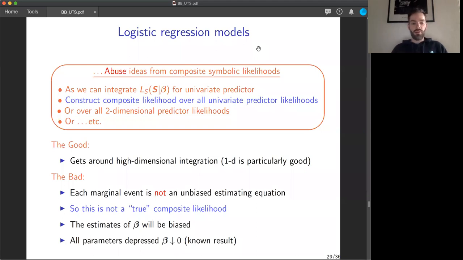So the good thing here is that we get around the high dimensional integration. In one dimension, it's very easy to do. The bad thing is that each of the marginal events are not unbiased estimations. And so that means that we're not going to have a true composite likelihood function. It's an approximate composite likelihood function. And we also know that it's a well-known result that the estimates that we get for the parameters are going to shrink towards 0.